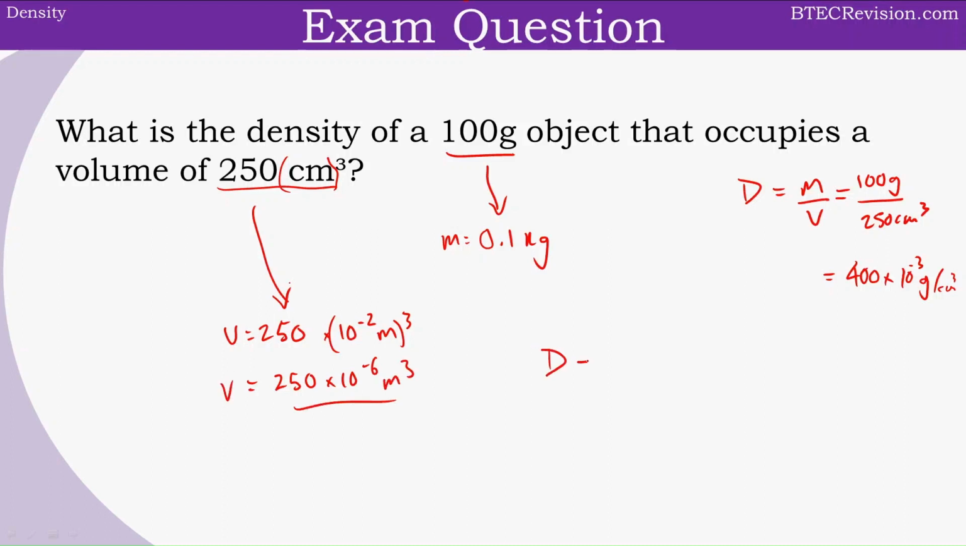Now we can work out density, which is mass divided by volume. In this case, that's 0.1 kilograms divided by the volume of 250 times 10 to the negative 6 meters cubed, which will give us a value of 400 kilograms per meter cubed.